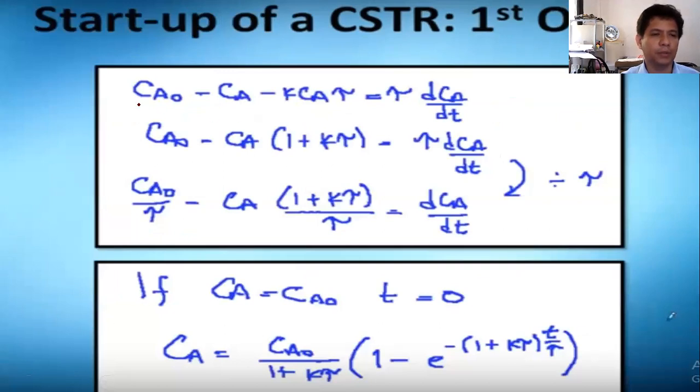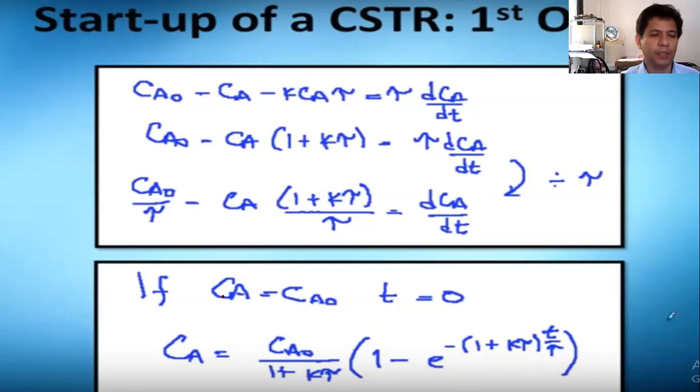So when you substitute it, we have this equation: CAO minus CA minus K CA tau is equal to tau dCA/dt. As you can see, CA is factored out, and you have (1 plus K tau) is equal to tau dCA/dt. So you just simply divide both sides of the equation by tau, and you have CAO tau divided by tau minus CA (1 plus K tau) divided by tau is equal to dCA/dt.